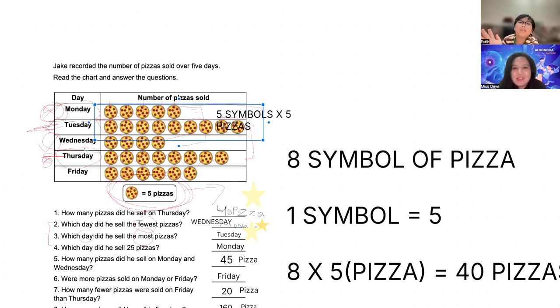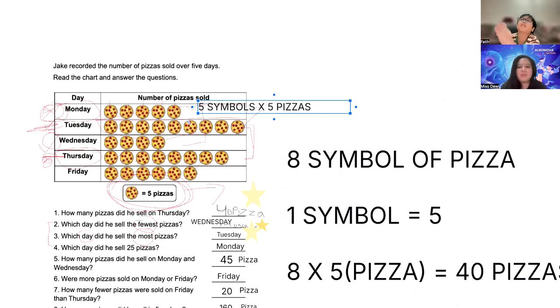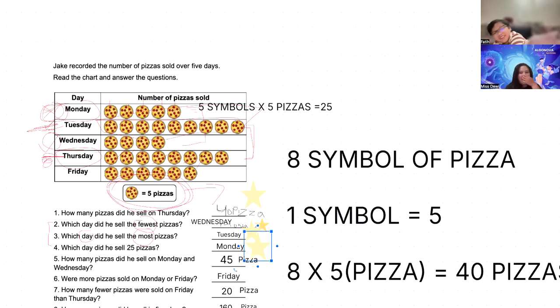Oh, it's multiplication. 5 times 5. 25. Very good, Fatih. Yeah, 25. So the answer is Monday. Congratulations. Yay! You got the correct answer again. Okay, give me a second. Miss Dewi wants to drink water first.